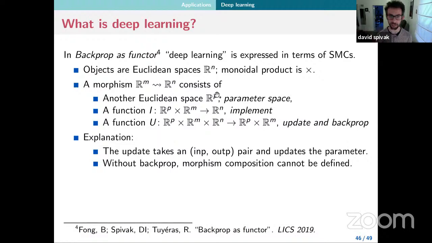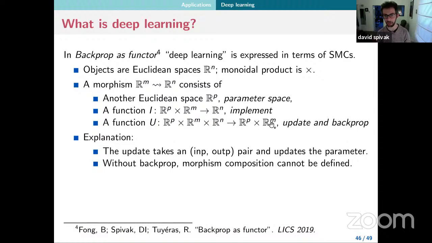It's not too important. So in order to give a morphism, you give a parameter space. You give a function that says for any parameter, what function from R^m to R^n is it? So we implement that parameterized function. And then this update map takes a parameter, your current best guess of what function you're supposed to be learning, and a training pair of an input and an output. So the trainer gives you an input and output, and you return a new parameter, and that's the update, but you also back propagate a new input. They give you this training pair, you update your parameter, and you back propagate something backwards towards your input side.